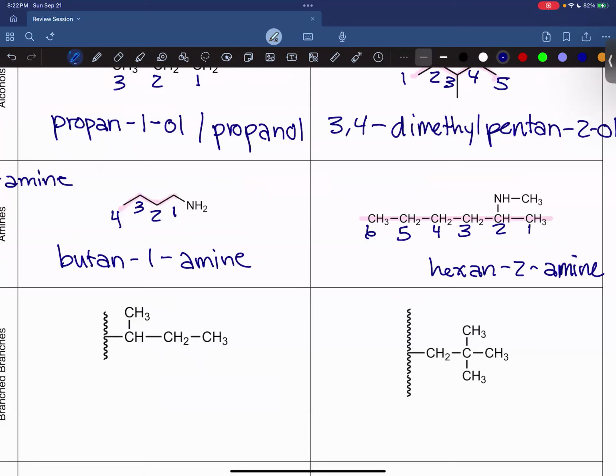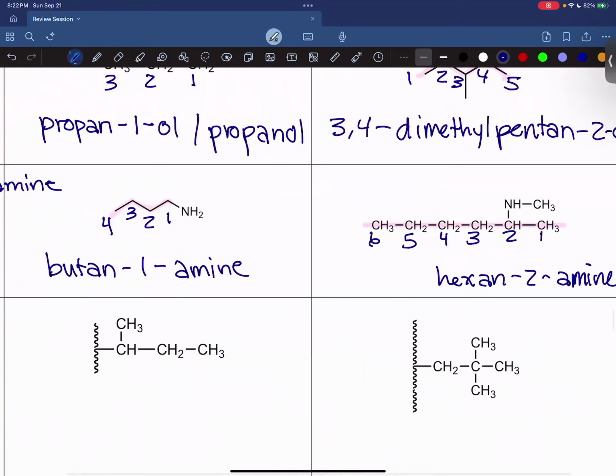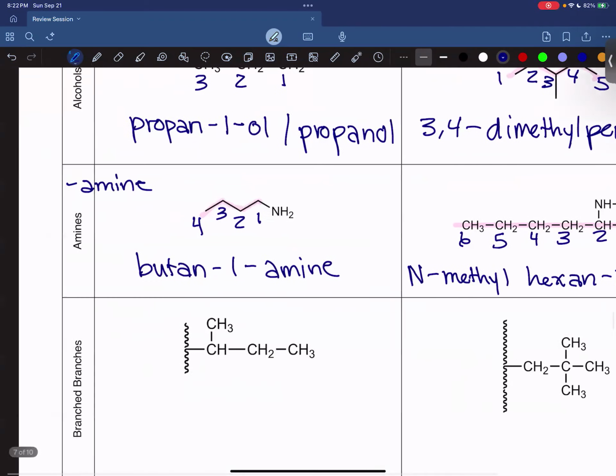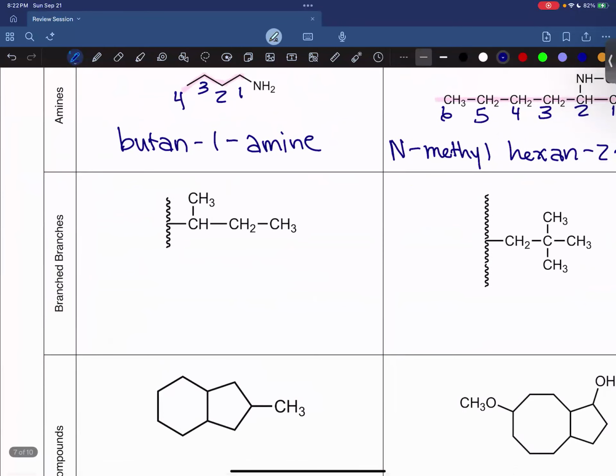Okay, so we see that we have this methyl group right there, and it's not attached to the main chain, it's attached to this nitrogen right here, which means that instead of putting a number as a locant, we're going to put the letter N. So N-methyl, and it's methyl because it's just 1 carbon there. Hexane-2-amine, there's not a space here. So just imagine that there's not. Okay, awesome. Does that all make sense?